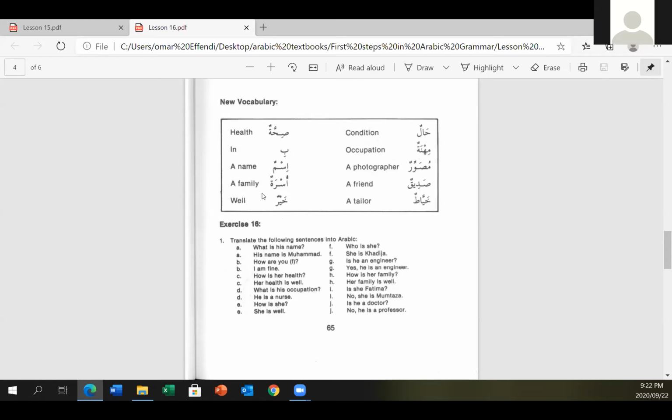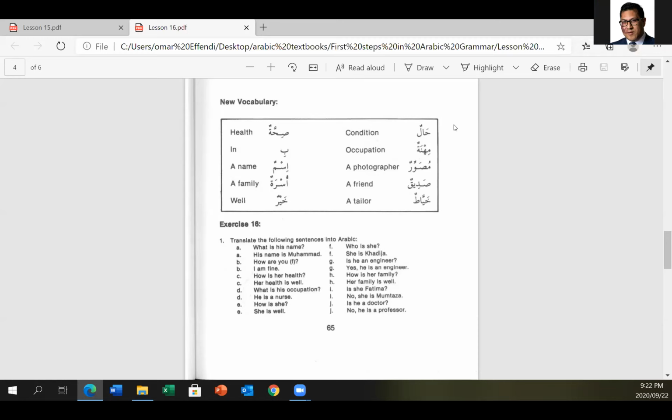Okay, a family: usratun. Usratun. So how's your family? Usratun hasana. Khayrun. Usratun hasana. Condition. How is your condition?